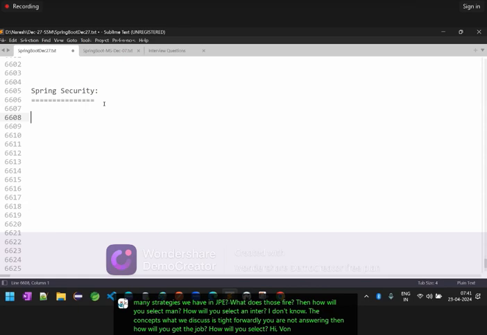I want to generate values automatically in JPA. That is the biggest feature, and there are five strategies available. That is all we already discussed. Then how will you select? Tell me.